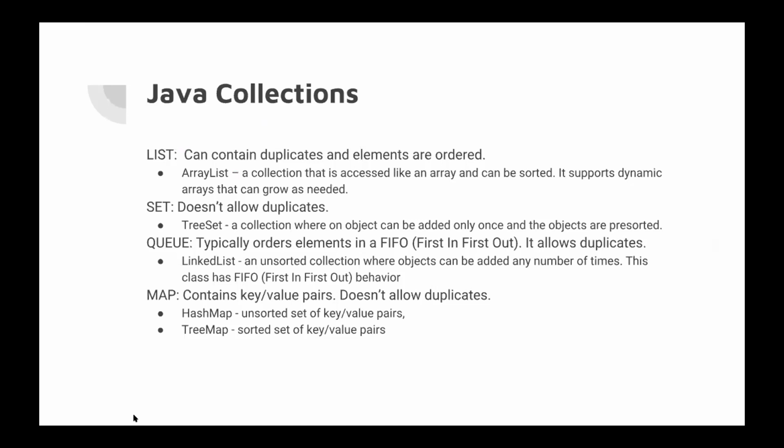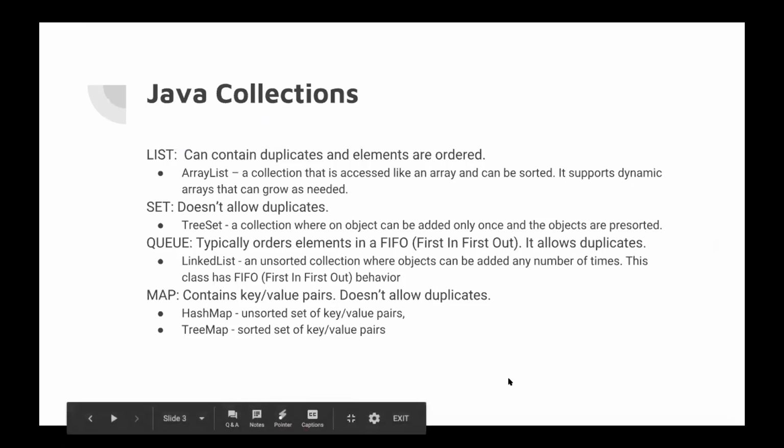And then we have maps, and maps contain key value pairs, and they don't allow for duplicates. And then there are two most commonly used maps, which are hash map and tree map. One of the biggest differences between them is that a hash map is an unsorted set of key value pairs, and a tree map is a set of sorted key value pairs.